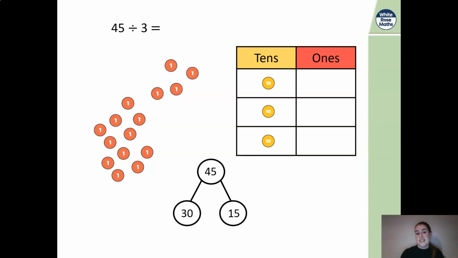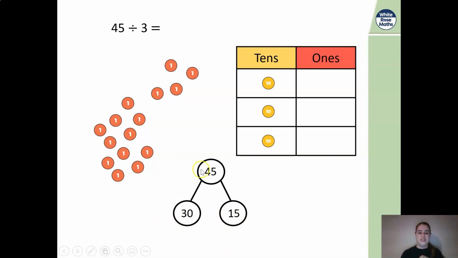So what we initially did is we partitioned 45 into 2 different multiples of 3. Multiples are what? Good, multiples are bigger. So multiples are bigger numbers within that 1 times table. So they're bigger numbers of our 3 times tables. So by partitioning them into the 2 multiples, I can now separate my 10s and my 1s.